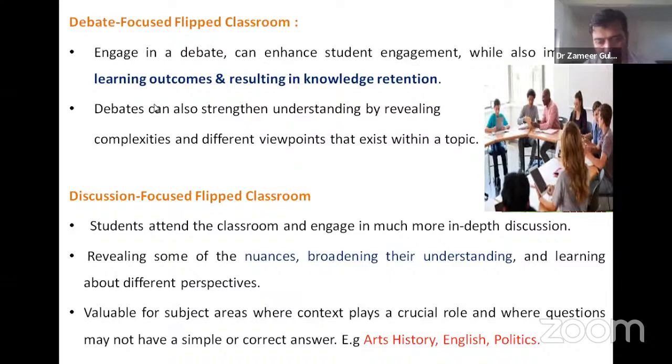So I purposely mentioned this so that there should not be any confusion about which technique we should use. If any teacher or faculty wants to use modern techniques, for that reason I have given here that arts, history, English, and political science teachers can use the discussion-focused classroom.